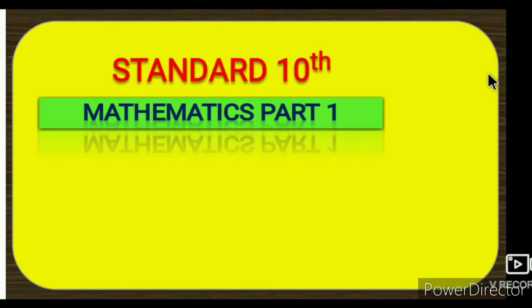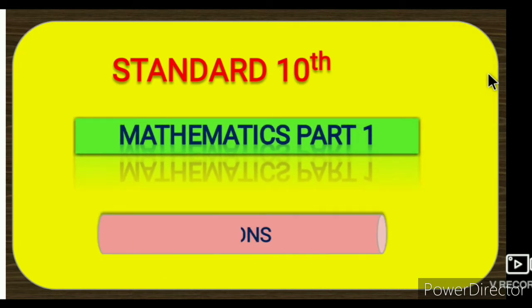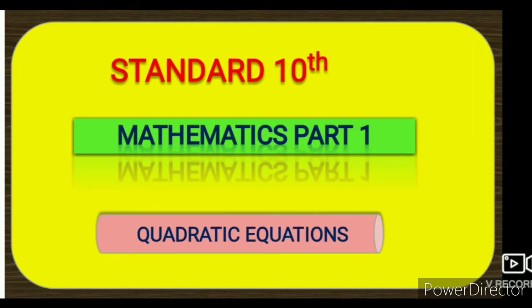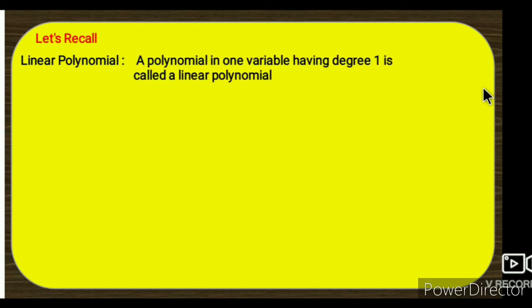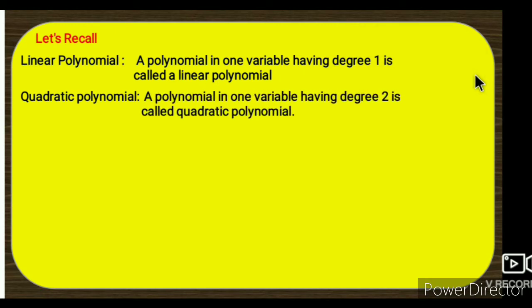Standard 10 Mathematics Part 1, second chapter: Quadratic Equations. Students, you have studied polynomials in the last year. You know the types of polynomials according to their degree. The first type is linear polynomials. What is meant by linear polynomials? A polynomial in one variable having degree 1 is called a linear polynomial. The second type is quadratic polynomials. A polynomial in one variable having degree 2 is called a quadratic polynomial.